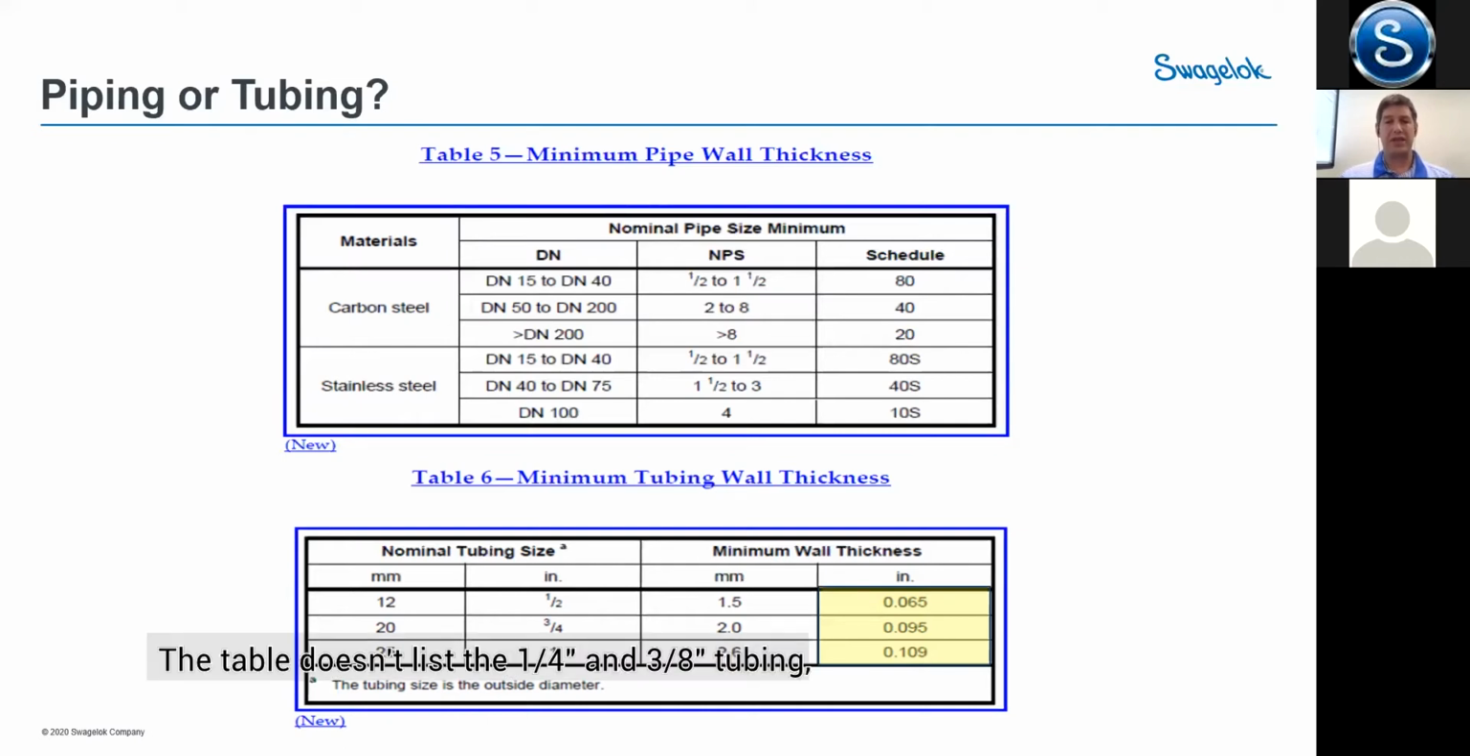The table doesn't list the 1/4 inch and 3/8 tubing, but often those have very low pressure and can be used with traditional tubing wall thicknesses as well. We are seeing some usage in the above 1-inch size, but those pumps are not as commonplace in our area of service.